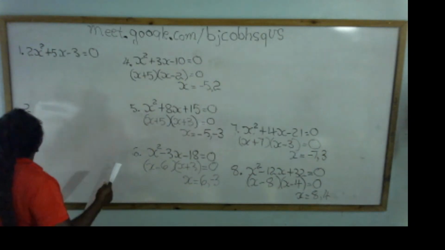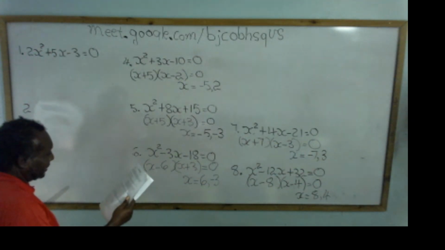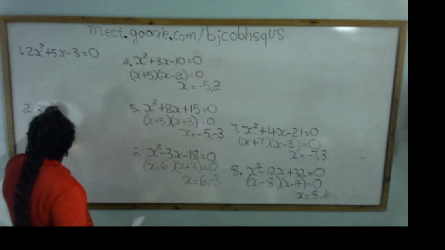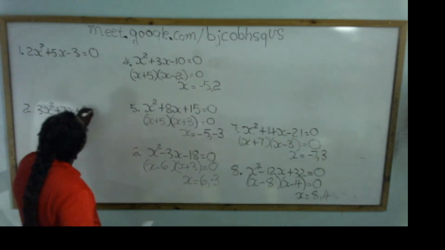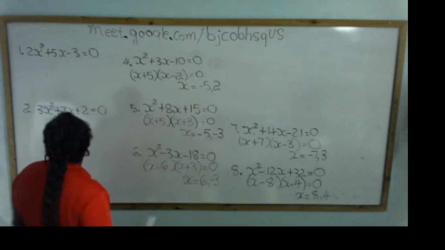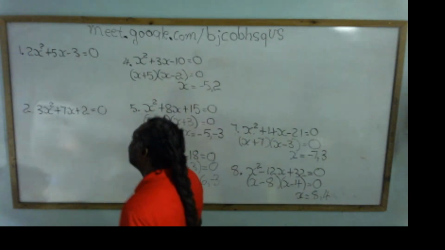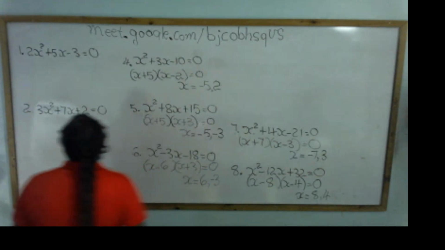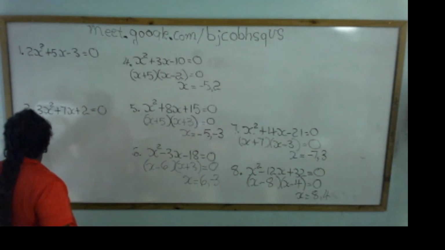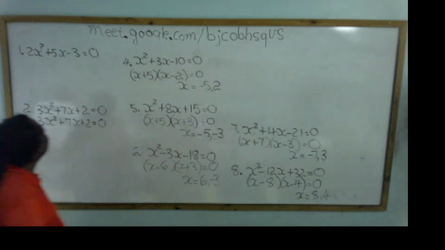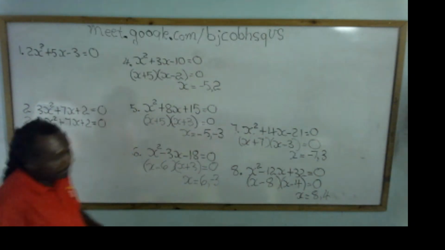2. I have to give it some more space on this occasion. 3x squared plus 7x plus 2 equals 0. I don't think I'm going to put a third one on it. Therefore, I should put this one down a little bit more. 3x squared plus 7x plus 2 equals 0. Right. So I should put that down a little bit more.